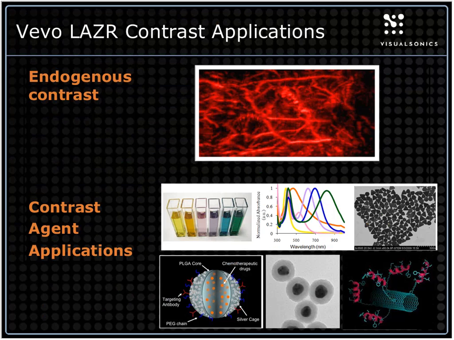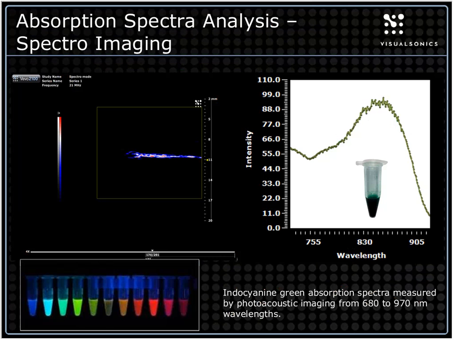There are also some other applications, namely contrast agent applications. Right now we've got this endogenous contrast. We can see blood, but there are many different contrast agents being developed, such as gold nanorods, carbon nanotubes, and liposomes, which absorb light in this wavelength range, and these can be used for things like molecular imaging. We provide some tools to not just see these agents, but characterize them.